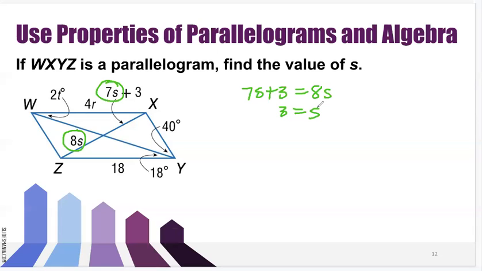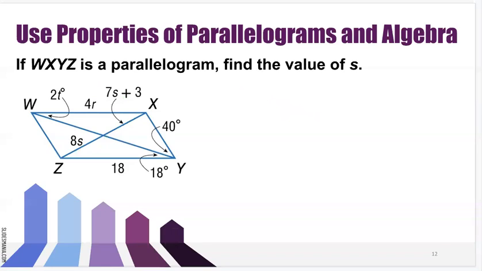Because the diagonals bisect each other, I knew that both parts were going to be equal to each other. Yes, because the diagonals bisect each other, right? So that means that this segment is equal to this segment, their lengths. All right, next.